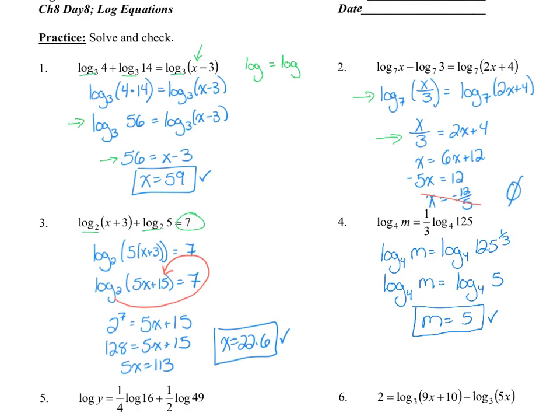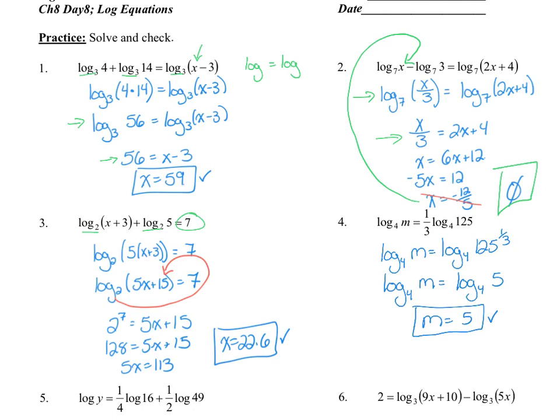We want to check our answers. When you go back and plug negative 12 over 5 into this log, you are going to end up with a negative argument, which means negative 12 over 5 does not work. It's an extraneous solution, so there's actually no solution to this equation. So it's really important to check your final answers.